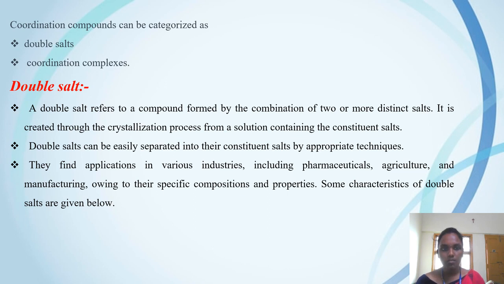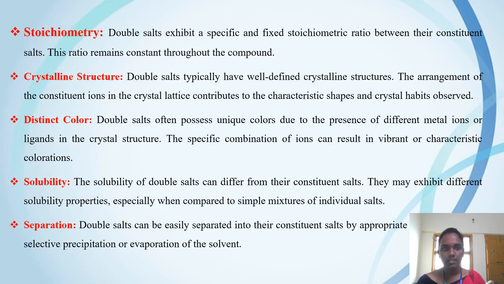Double salts are formed by the combination of two or more distinct salts. These double salts are used in various applications, including industries and agriculture. They also show some characteristics. The characteristics are as follows: stoichiometry, crystalline structure, distinct color, solubility, and separation.